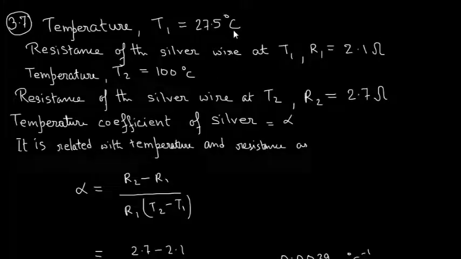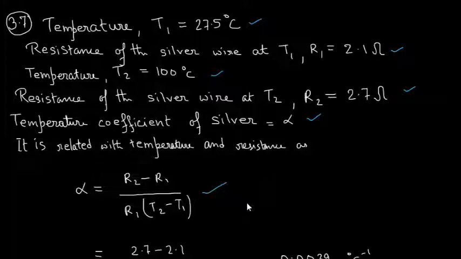So temperature T1 is equal to 27.5 degrees centigrade. Resistance of silver wire at T1, R1, is equal to 2.1 ohm. Temperature T2 is equal to 100 degrees centigrade. Resistance of silver wire at T2, R2, is equal to 2.7 ohm. Temperature coefficient of silver is alpha. It is related to the temperature and resistance as alpha is equal to R2 minus R1 upon R1 bracket T2 minus T1.